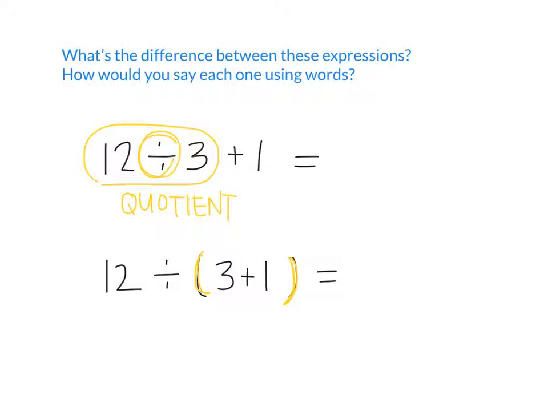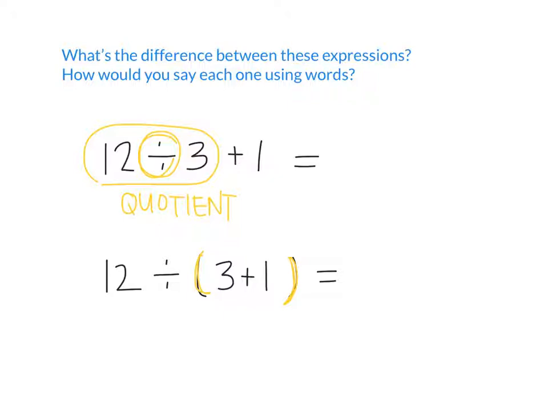So this first one we could say, again, 1 more, because plus could be more too, right? Say 1 more than the quotient of 12 and 3. Or we could say the sum of 1 and the quotient of 12 and 3. Do you see that? What about this bottom one? Is it also the quotient of 12 and 3? No, this is the quotient of 12 and the sum of 3 and 1. So do you see how the words are different even though all the numbers and operations are the same?